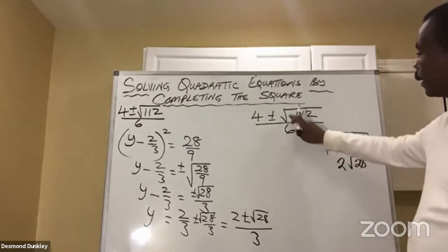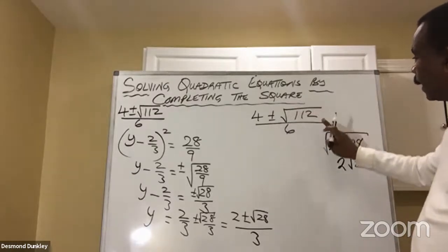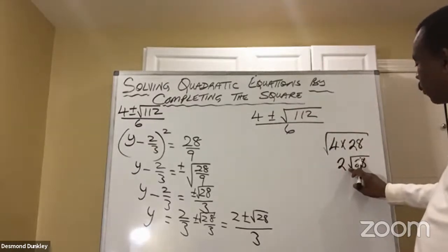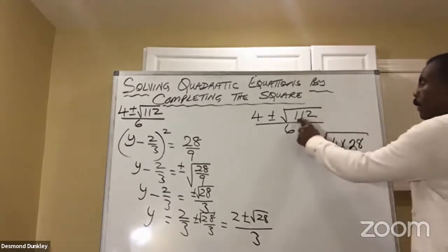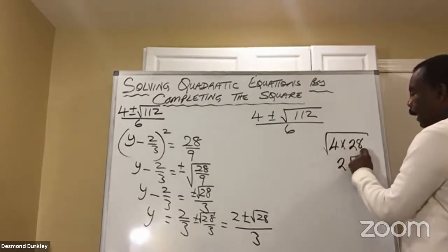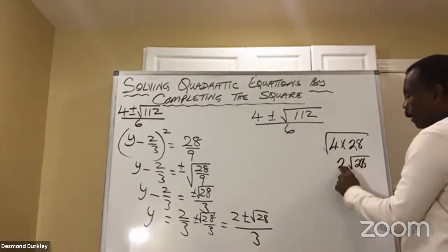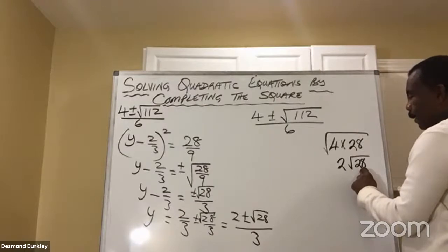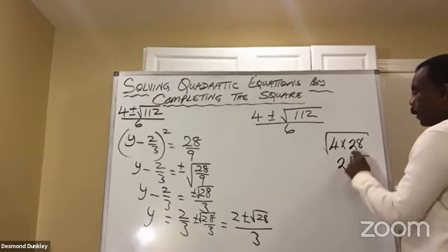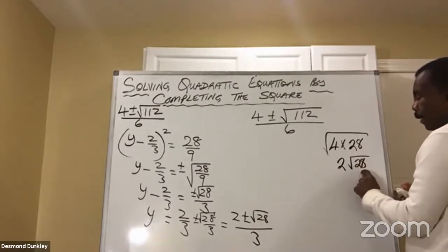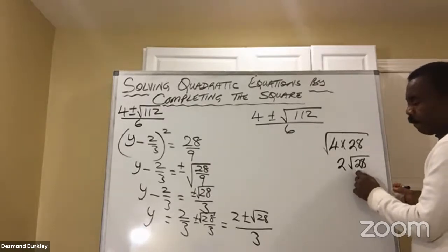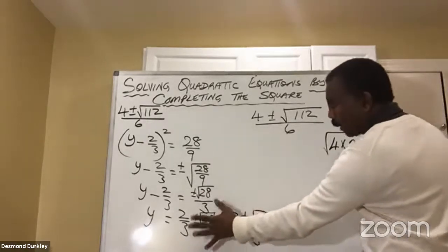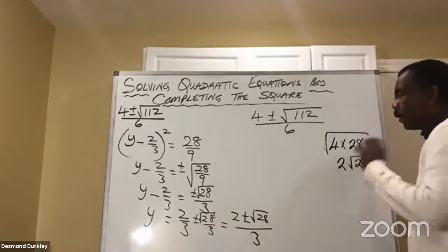So I'm saying to you that the square root of 112 is the same as 2 times the square root of 28. How did I get that? Well, 112 is 4 times 28. The square root of 4 times 28 is the square root of 4 times the square root of 28. Square root of 4 is 2. Square root of 28 is right here. I could reduce this to 2 root 7, but this wasn't reduced, so I'm not going to waste time to do that. So what do we have now?